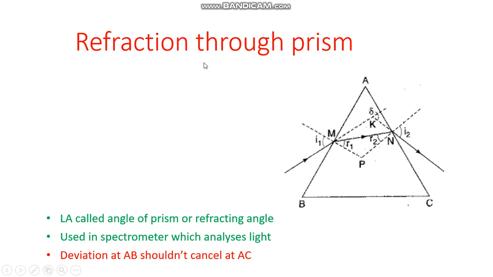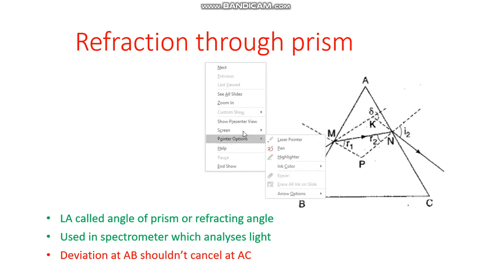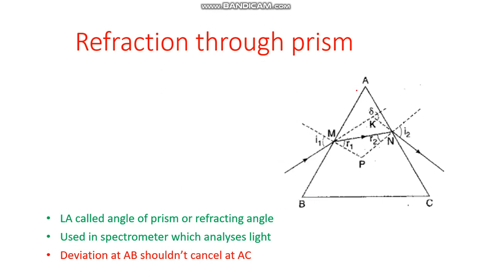Talking about refraction through a prism. So this is a prism, and here this angle A is called the refracting angle or angle of prism. Now this is a glass medium. Basically this is a three-dimensional thing. We are seeing only the two-dimensional part here.